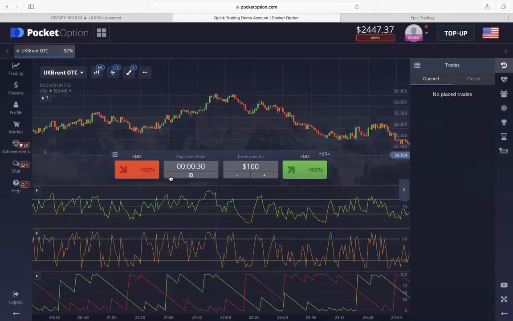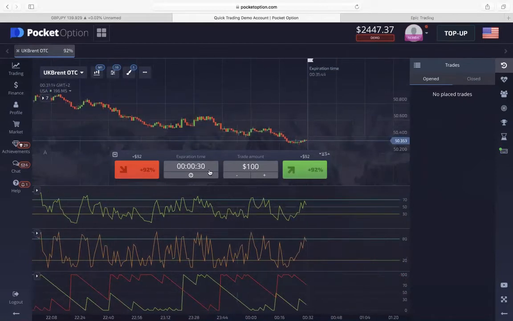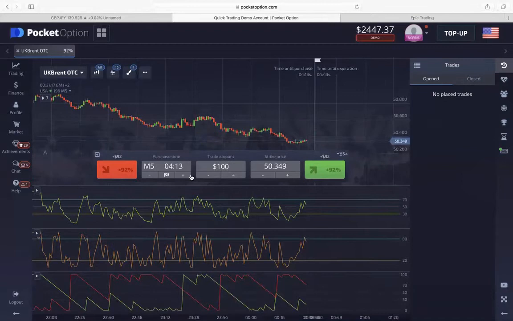So this right here is going to be your expiration time. Right now I have it set on 30 seconds. So if you want to hold a trade for 30 seconds, you can press buy or sell and it will close in 30 seconds. If you click the clock, it's going to look like this.